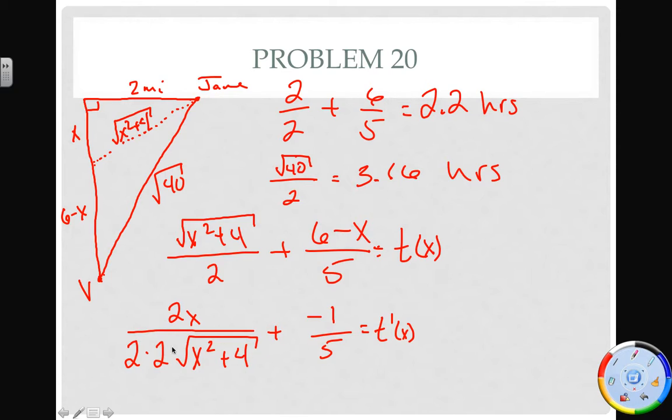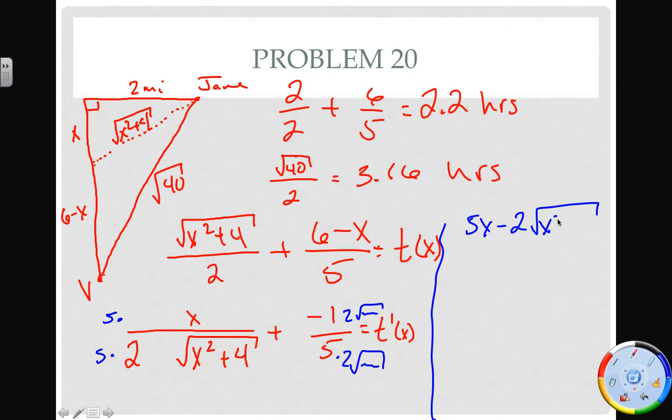So what can we do here? We can get rid of one of these 2's. I like this eraser button because I can get rid of that 2, and I can get rid of that 2. And then I can combine denominators or combine fractions here. All right, so this needs a 5. This needs a 5. This needs a 2 radical x squared plus 4, and a 2 radical x squared plus 4. So I can say I now have a new thing for my derivative that is 5x minus 2 radical x squared plus 4 all over 10 radical x squared plus 4. Now that's my derivative function.